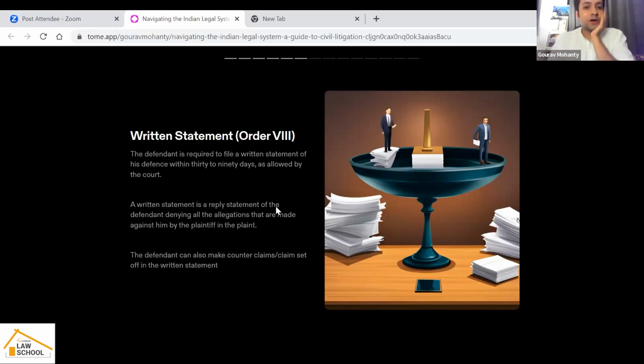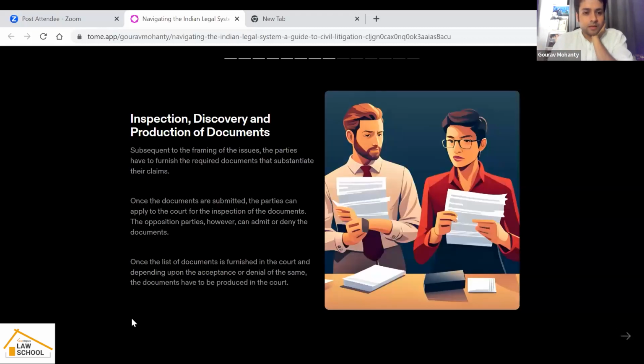All right. So going back to the session. After you're done with the whole summons stage and framing of issues stage, we come to the inspection, discovery, and production of documents. Again, this is very detailed. You can do 3-4 sessions on this itself. I'll just keep it very basic.